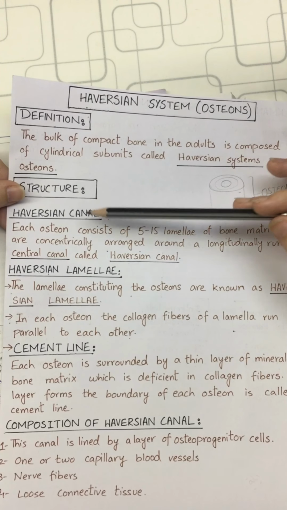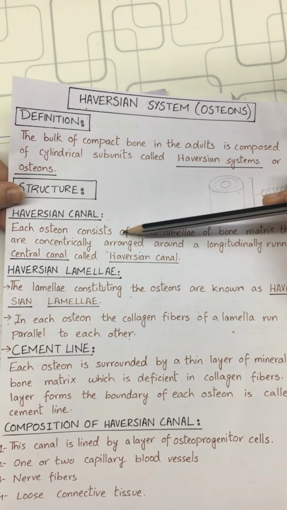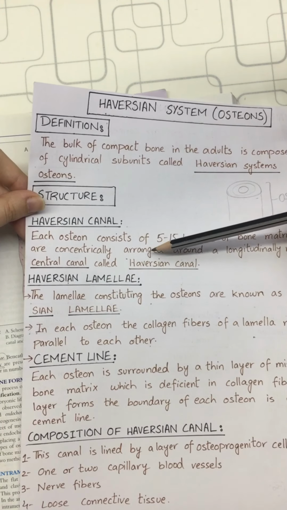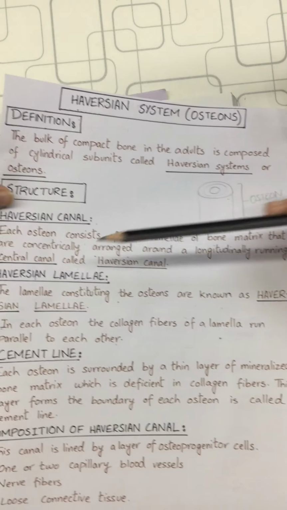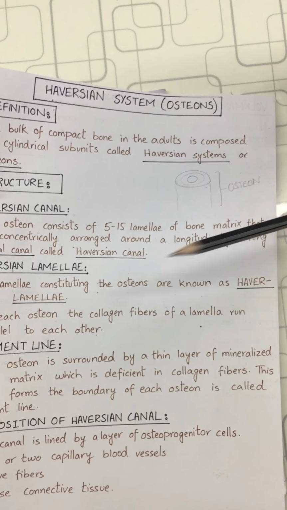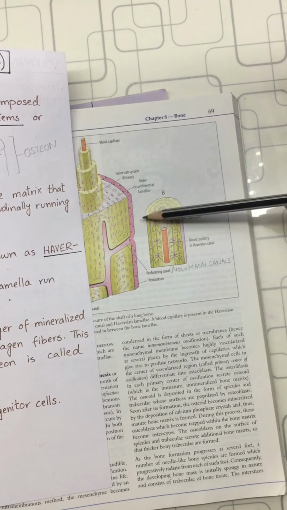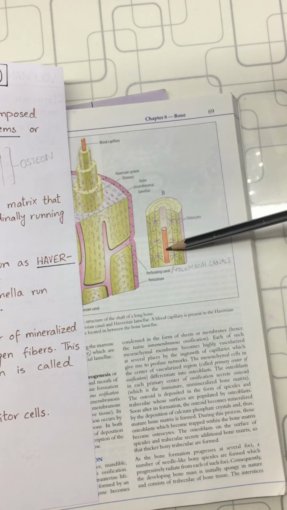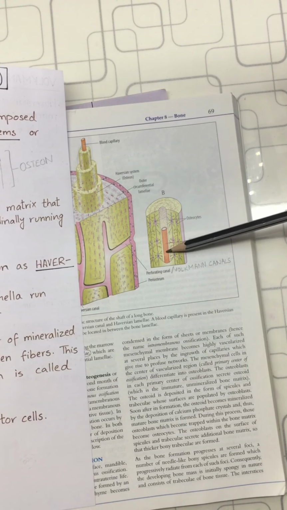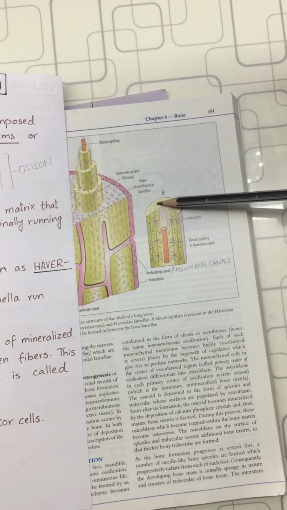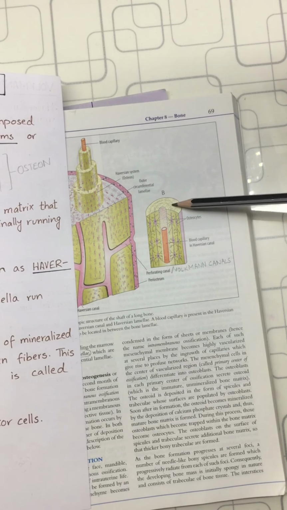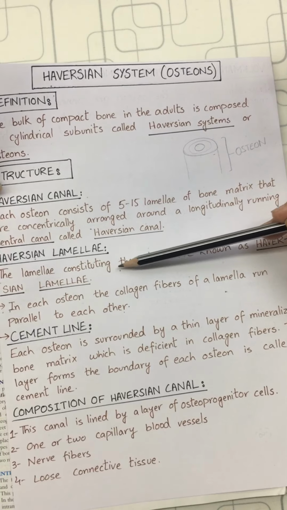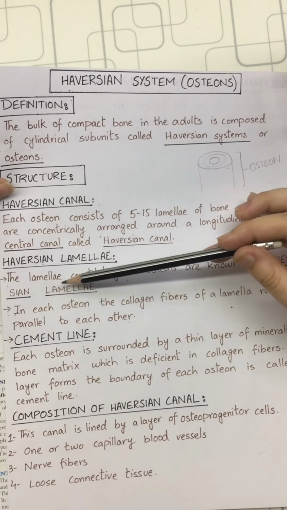Structure: Haversian canal. Each osteon consists of 5 to 15 lamellae of bone matrix that are concentrically arranged around a longitudinally running central canal called the Haversian canal. This is an osteon. This is the longitudinally running central canal, around which concentrically arranged Haversian lamellae are present. The lamellae constituting the osteons are known as Haversian lamellae.